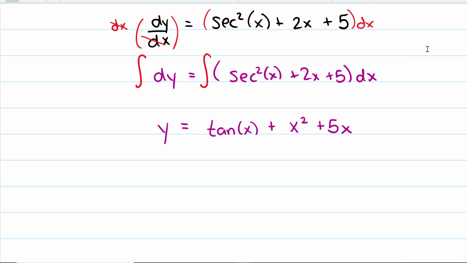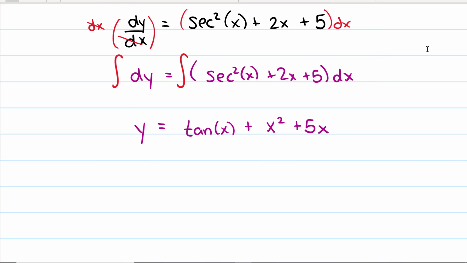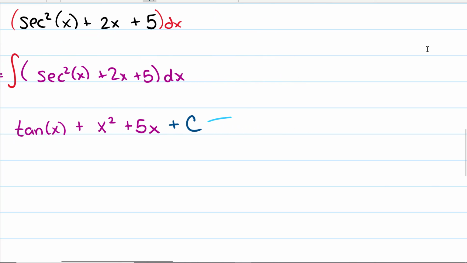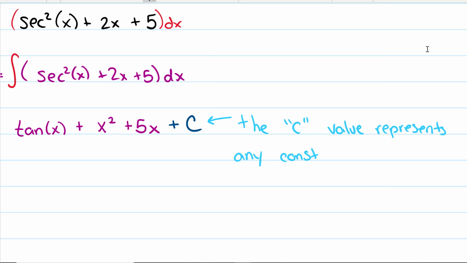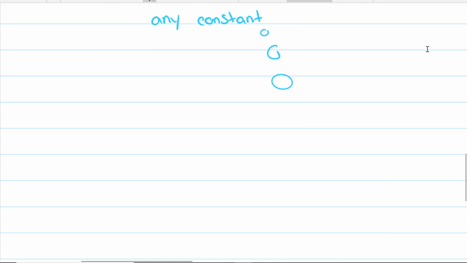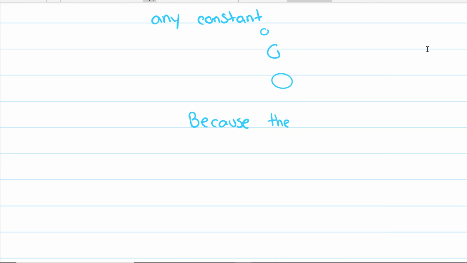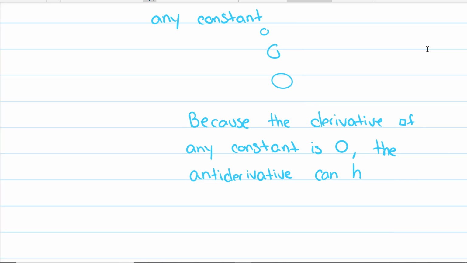But here's one added part that we're going to need that we haven't written before. When we take the derivative of a constant, we get 0. So one antiderivative can have many parent functions. So we have to add plus c, where c represents any constant. And if we look here, I gave you a little explanation, or an example, of why we can do this. Because the derivative of any constant is 0, the antiderivative can have any constant and have the same derivative.